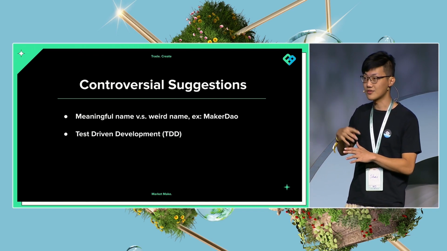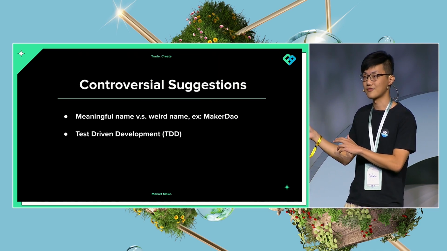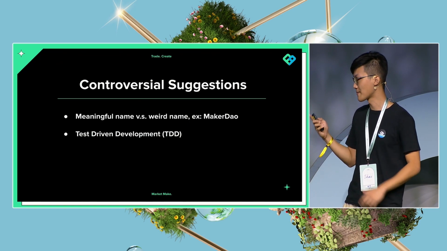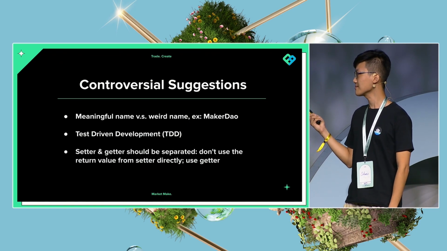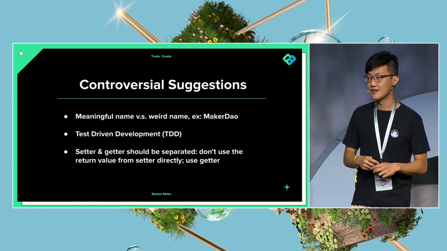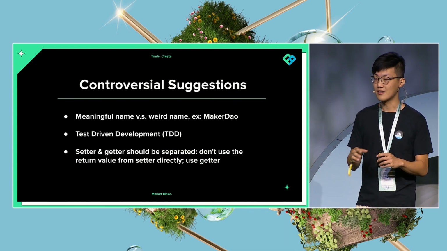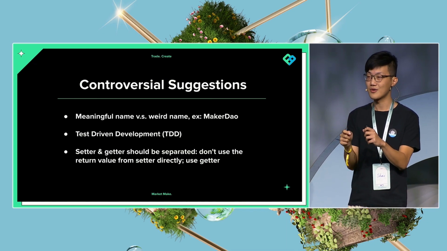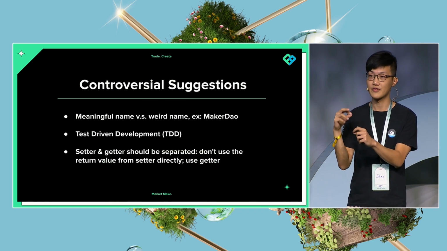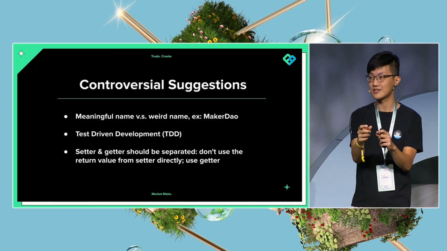So for me, I don't do that, but some people find it a really good way of shipping their high-quality code. Okay. And the last one is about setters and getters. So I'll say in traditional programming, if you set a value, you might want to use another getter to get the value as a double verification, to make sure nothing goes wrong inside the setter.